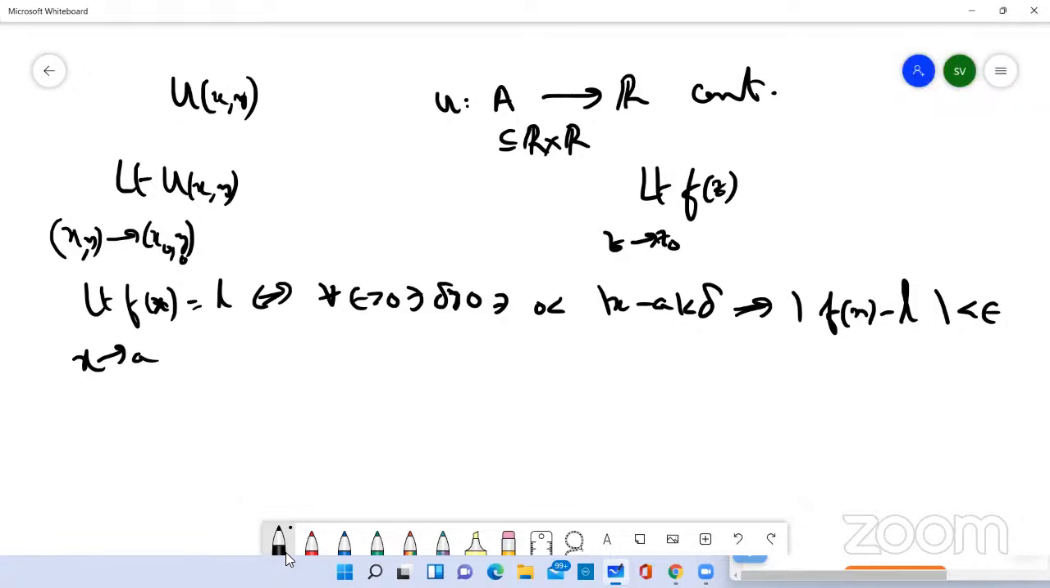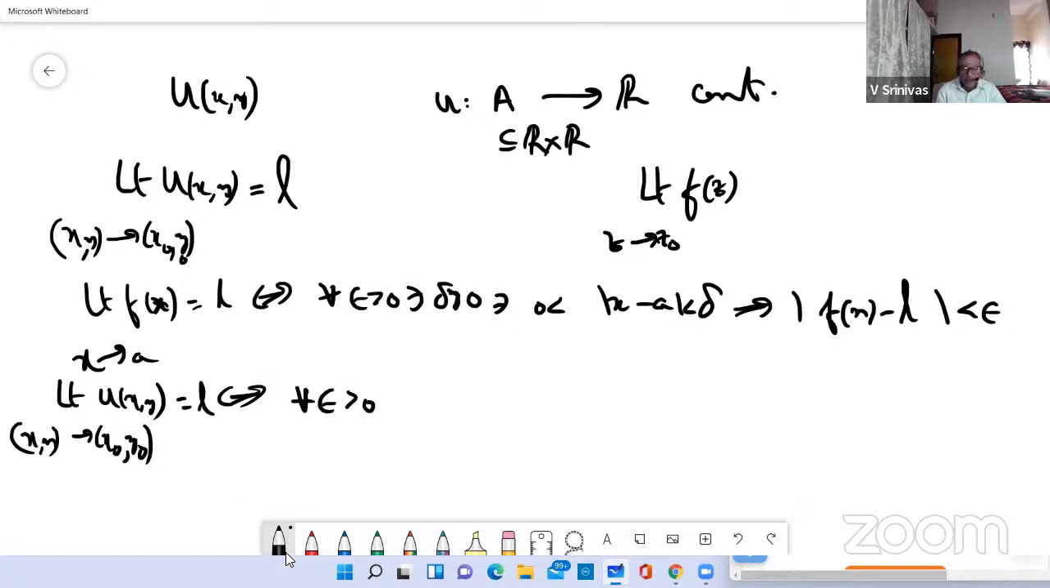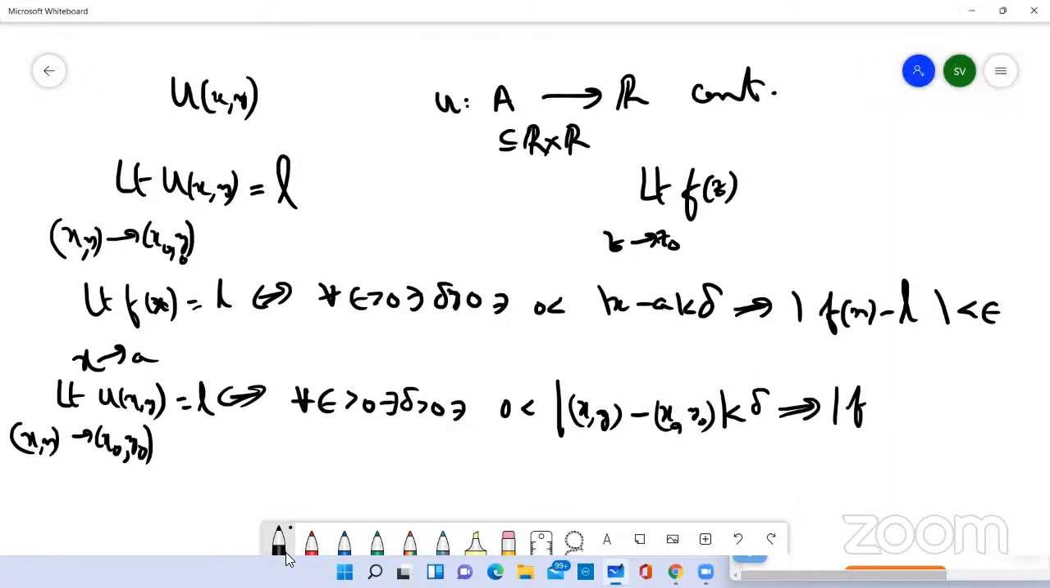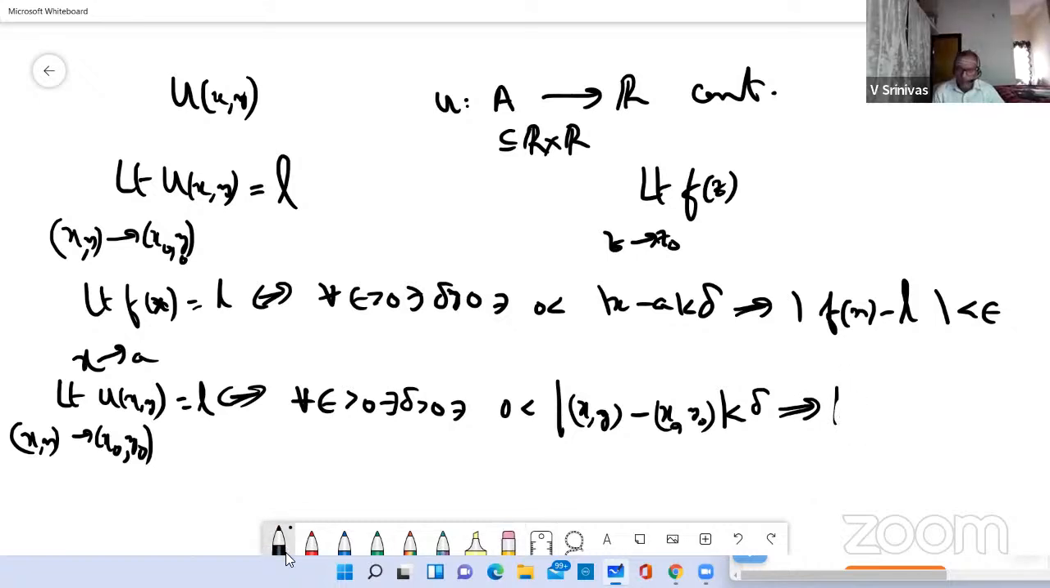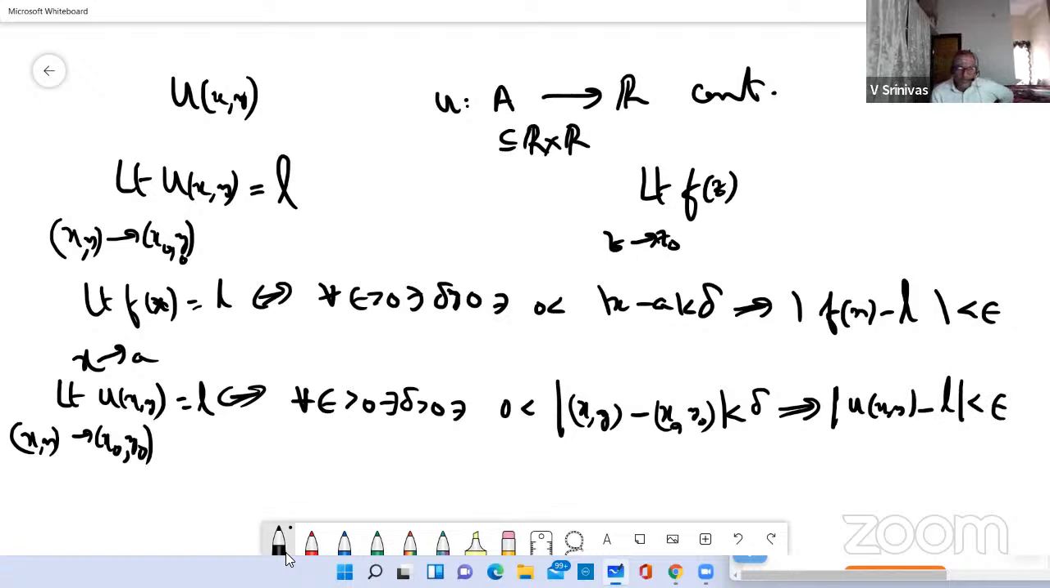Here, this is a delta neighborhood of a. We will replace it by a delta neighborhood of x naught, y naught. So to define this, limit of u of x comma y as x comma y goes to x naught comma y naught is L if and only if for every epsilon positive, there exists delta positive such that 0 is less than modulus of x comma y minus x naught comma y naught is less than delta implies mod of u of x comma y minus L is less than epsilon. You replace f of x by u of x comma y. L is a real number.